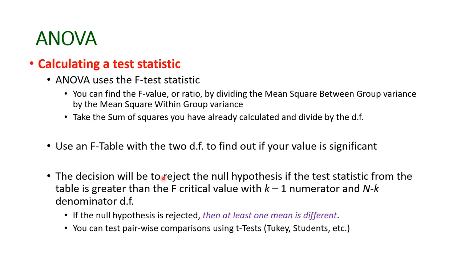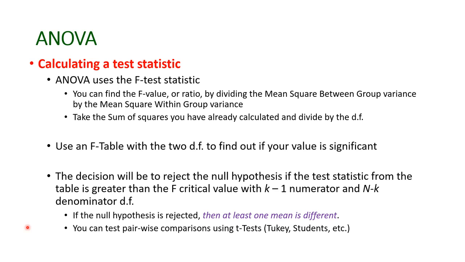Okay, so we find the F ratio, or the F value, by dividing the mean square between group variance by the mean square within group variance, or mean square error variance, right? Then we use the 2 degrees of freedom. The decision will be to reject the null hypothesis if the F ratio from the table is greater than the F critical value, right? So we set the alpha, again, normally it's 0.05. So if our p-value is less than 0.05, we can reject the null hypothesis and say that at least one mean is significantly different than the others. If we cannot reject the null hypothesis, then we say that all the groups or populations or treatments do not significantly differ from each other.